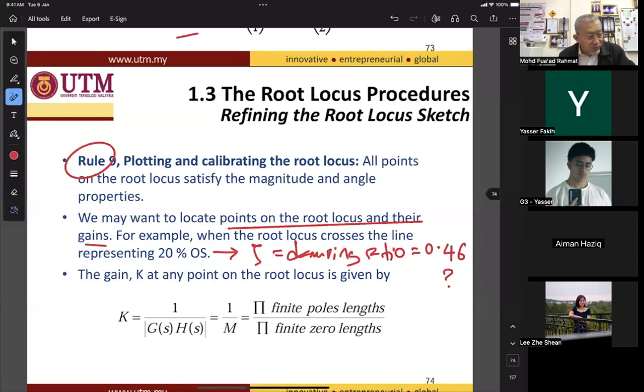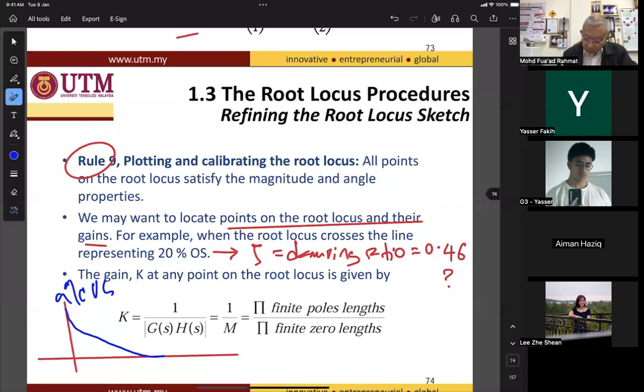After the 20% straight line touches the curve, go down. It's 0.46. So what is the overshoot percentage? The 20% is over here, and then you go down, there is zeta 0.46.